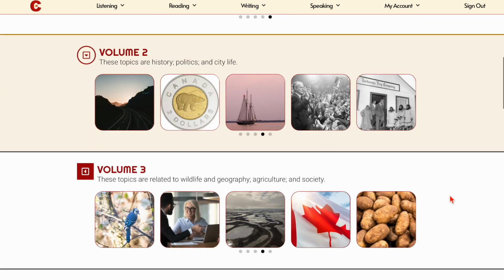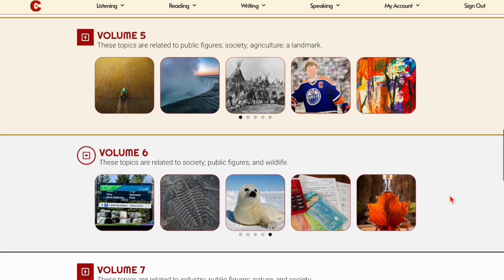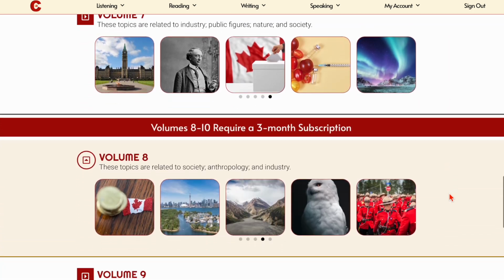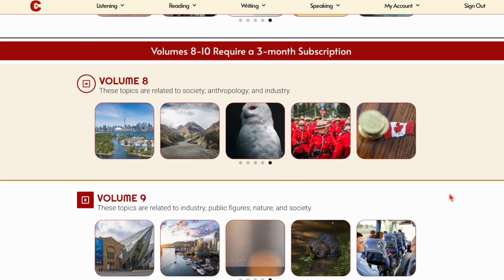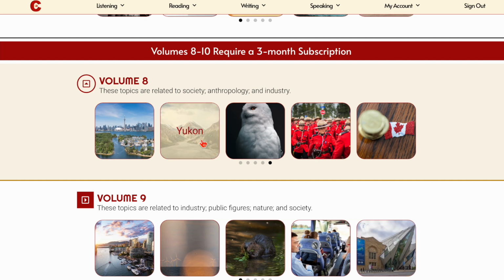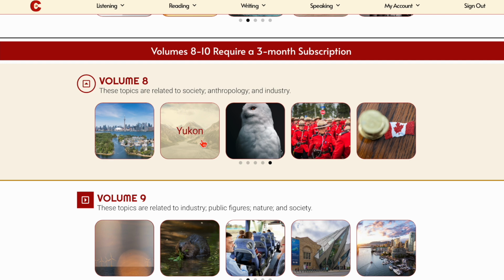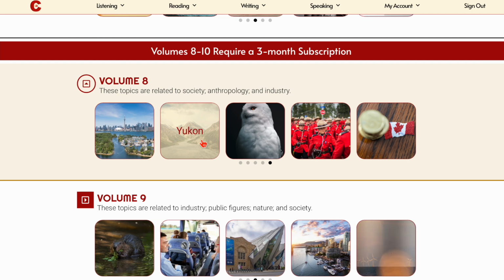Today we are going to be analyzing a sample from volume 8. I love part 3s because it's usually about a topic related to Canada. And today we're analyzing the Yukon Territory.